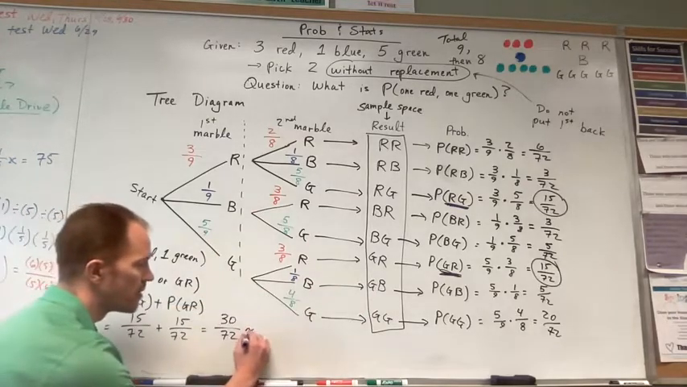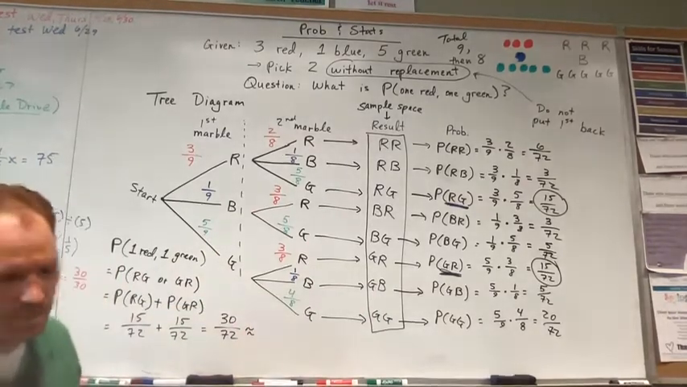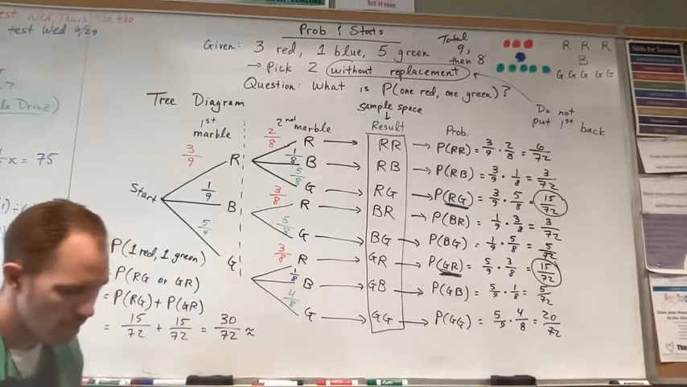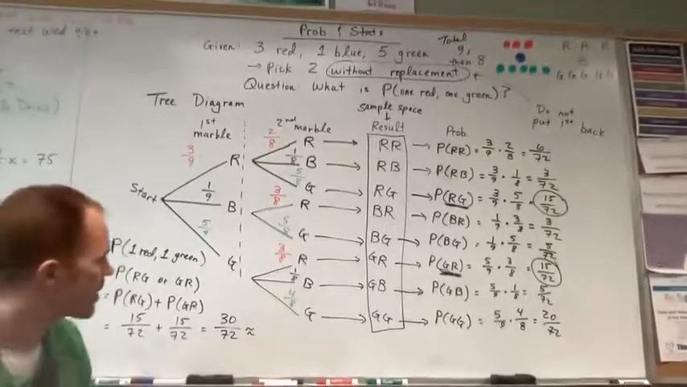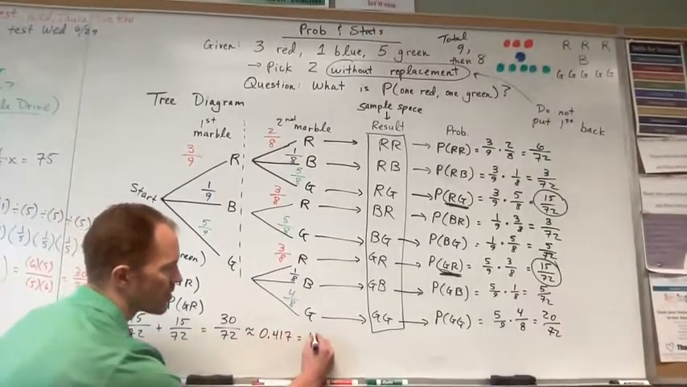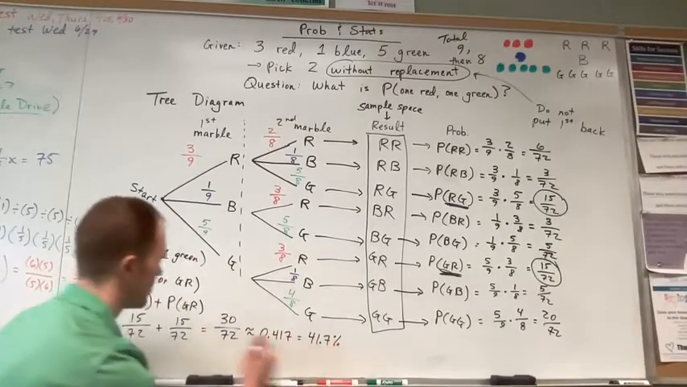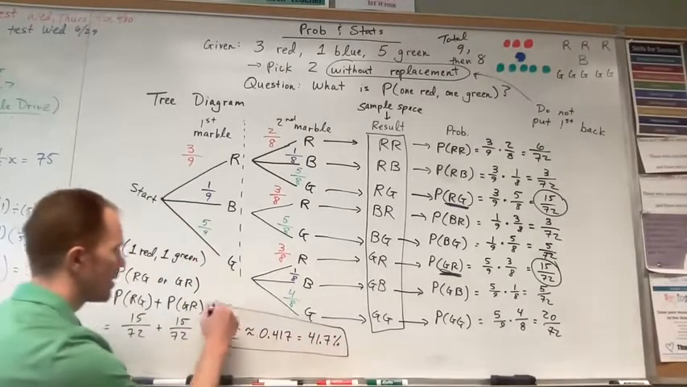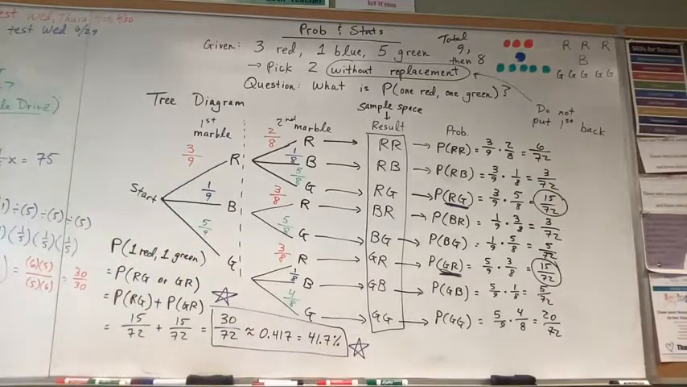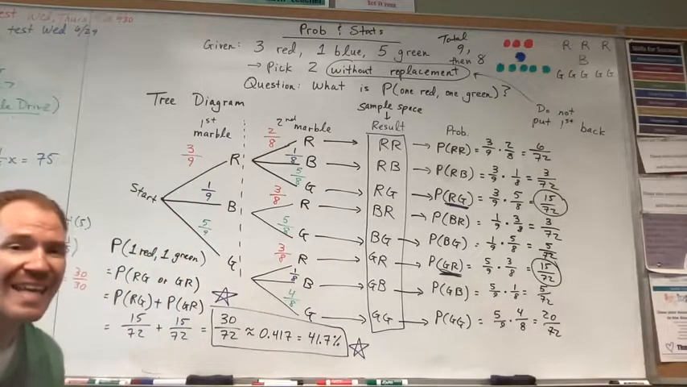We'll do the decimal to the nearest thousandth. So what's 30 divided by 72? 0.4166, so that'll round to 0.417. And then that's 41.7% probability. So there's our final answer. That's the probability that you get 1 red, 1 green in either order.